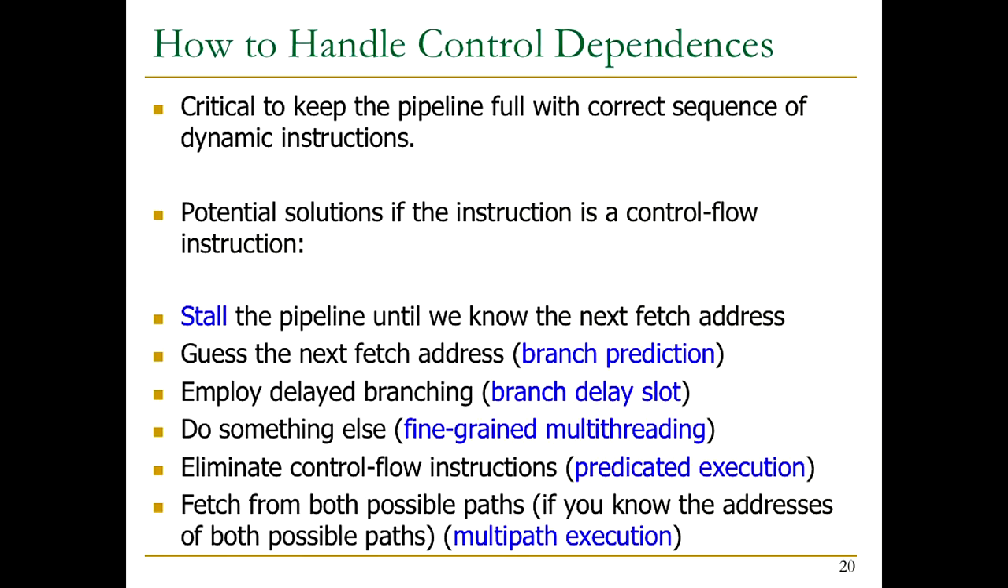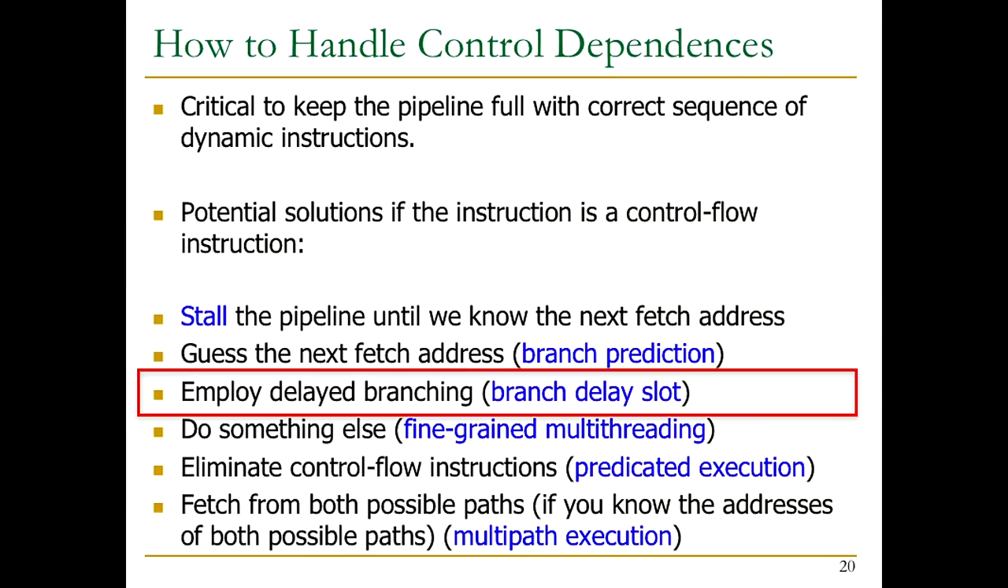Cool. Okay, we may get back to trace cache if we have time at the end of this lecture. But I want to cover other ways of handling branches. Now let's look at the other four ways. So we've talked about stalling the pipeline, bad idea. Branch prediction, good idea, but which one to use is always a problem. Let's look at four other solutions.